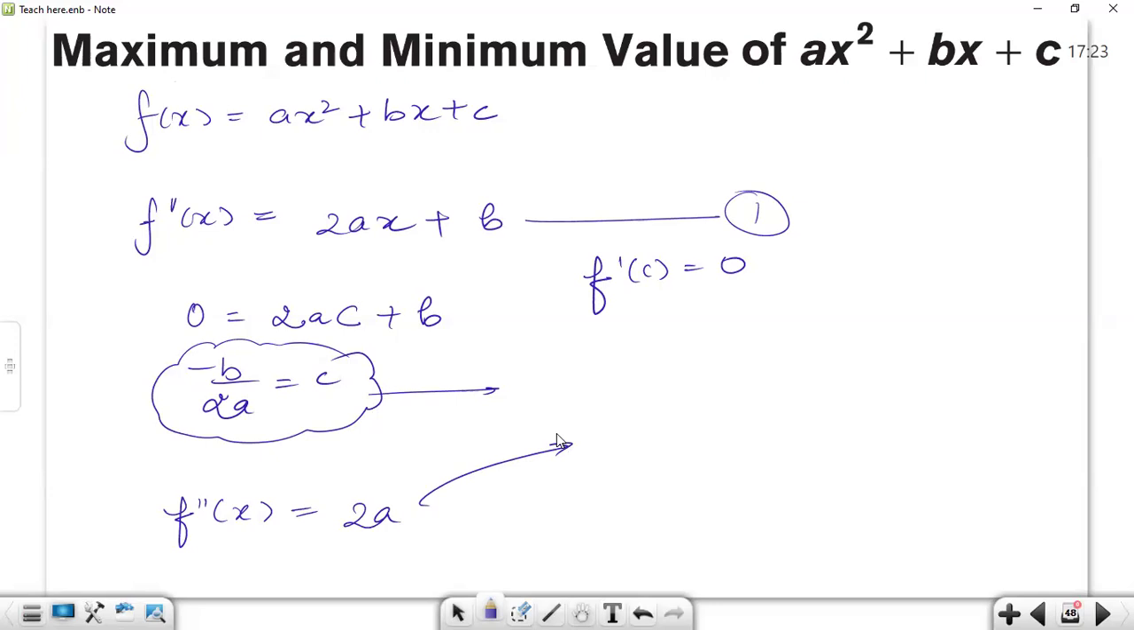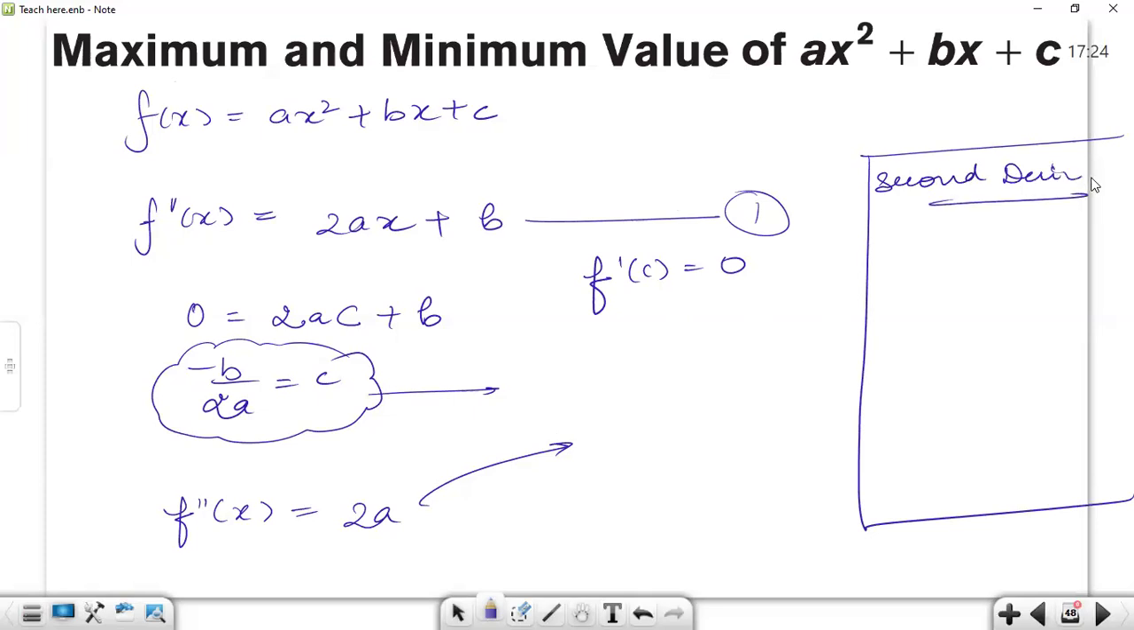Okay, so this is the reason why we are looking for the sign of the coefficient of x square for determining whether the curve is going to assume its minimum or maximum value. Let me recap the second derivative test for you.